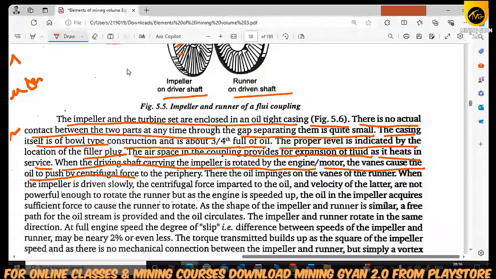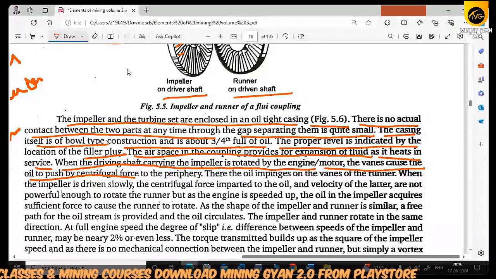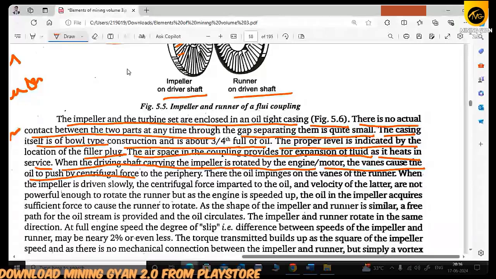Okay, so it requires less energy to run this particular thing in comparison with mechanical transmissions. The impeller and runner rotate on the same axle, and the speed differs by the slip, the difference between impeller and runner being nearly 2%. Okay, the torque transmission builds up with the square of the impeller speed, and as there is no mechanical connection between the impeller and the vortex ring of the oil, the transmission is extremely smooth.